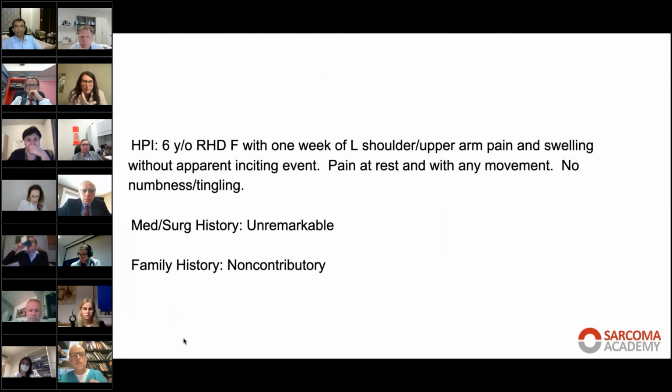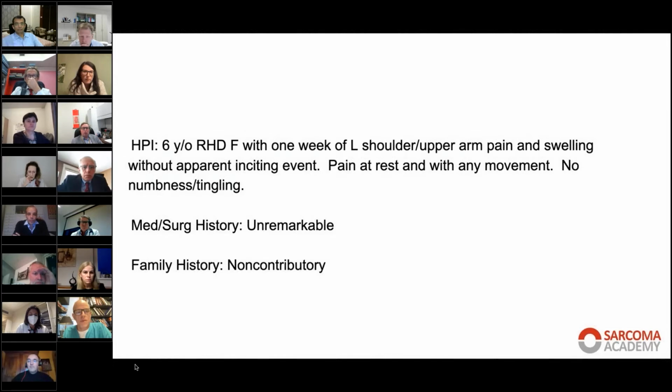The history was that she's right-hand dominant and had only a short course, only about a week, of left shoulder and upper arm pain without an apparent inciting event. She had pain that was waking her up at night and then with any movement. Really unremarkable personal and family history.